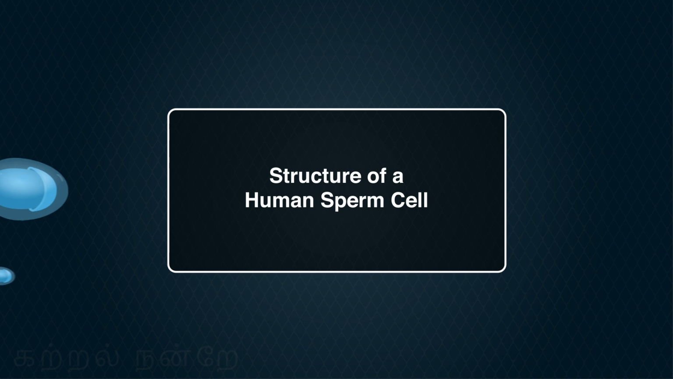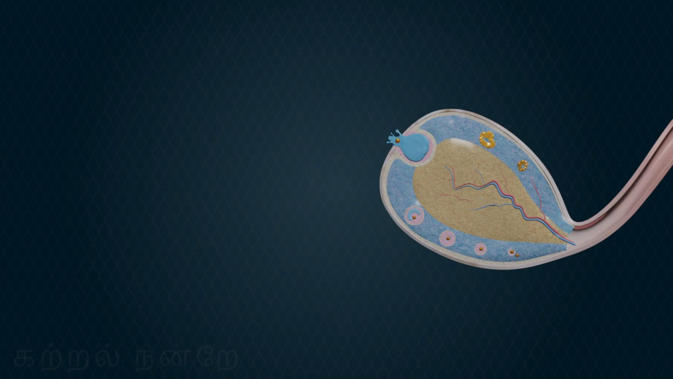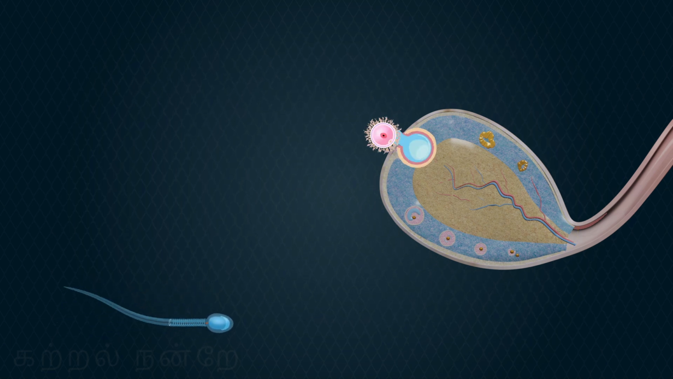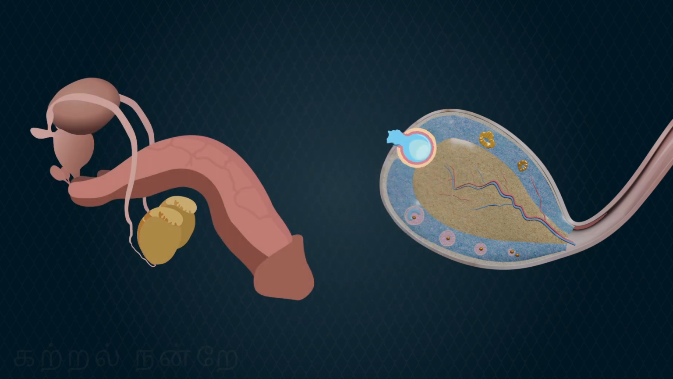In this video, let us discuss the structure of a human sperm cell. For a woman to conceive, the female gamete cell or ovum produced in the ovary of a female must unite with the male gamete cell or sperm produced in the testes of a male.